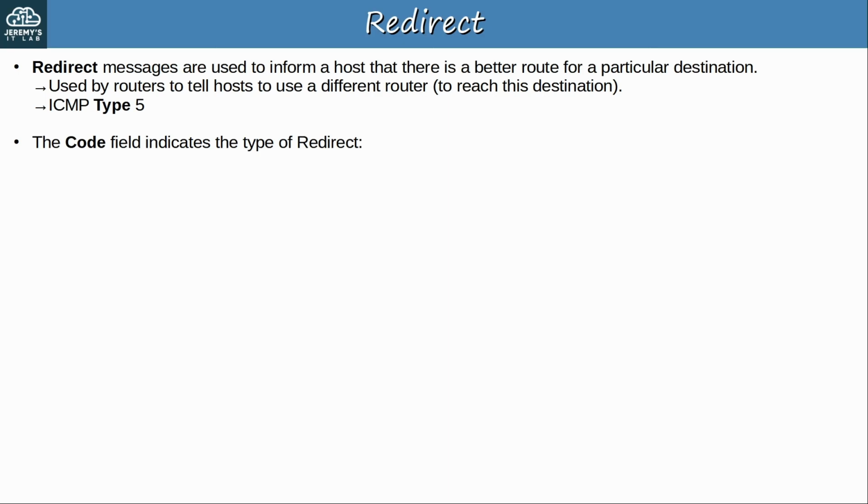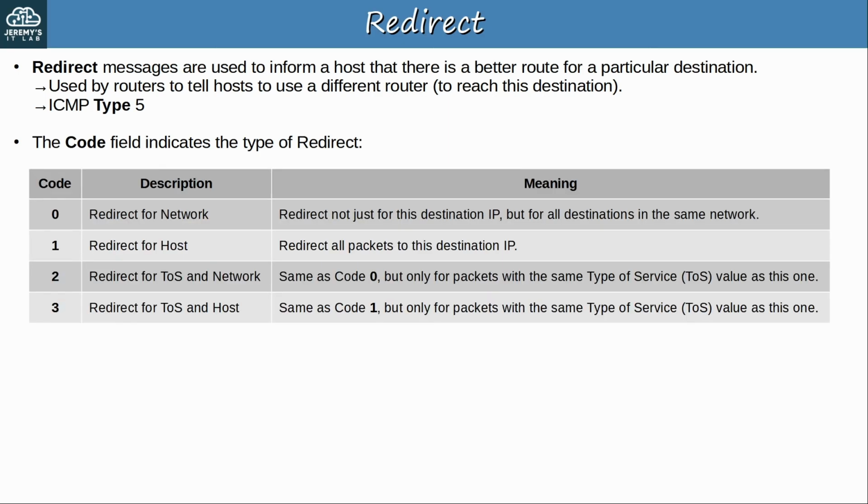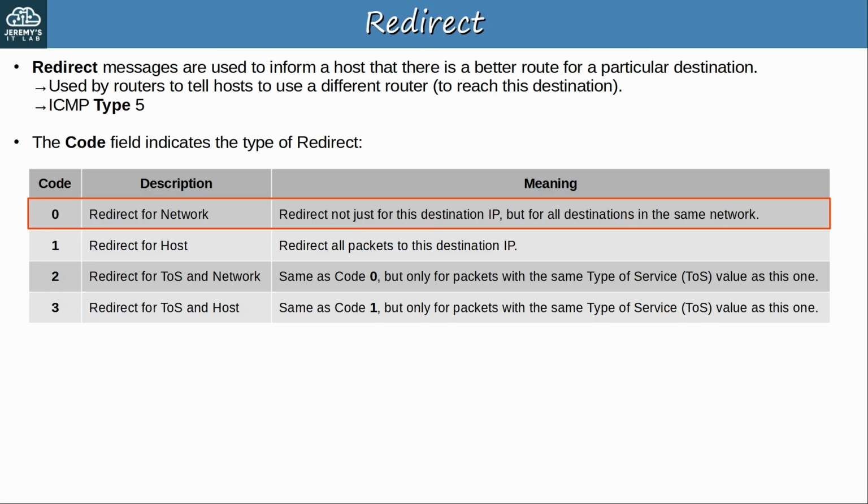The code field indicates the type of redirect. Here's a chart. Let's go through these briefly. 0 is redirect for network. It means the host should redirect not just for this destination IP, but for all destinations in the same network.